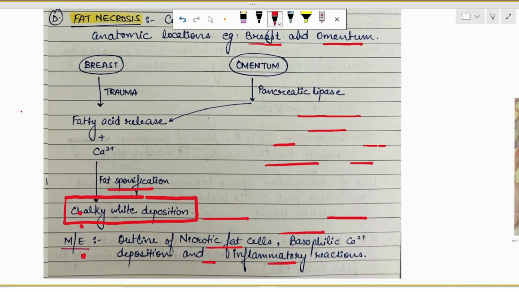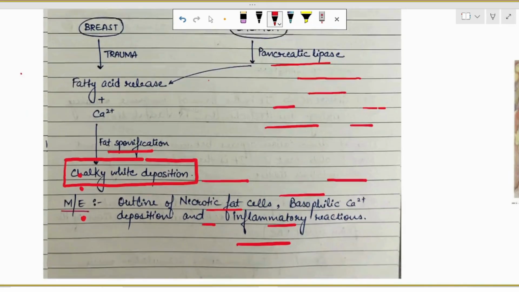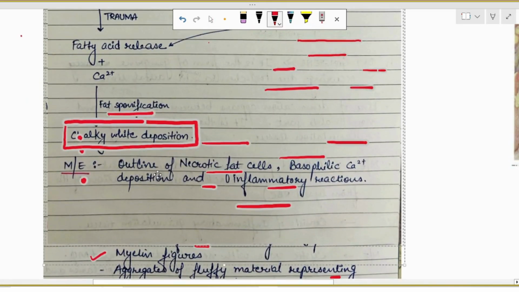This is known as fat necrosis. And how in omentum would it happen? In omentum, whenever there is a release of pancreatic lipase, this pancreatic lipase will cause the release of fatty acids that will attract the calcium, and there would occur fat saponification, and that will lead to the chalky white deposition. And how will the microscopy appear to us?